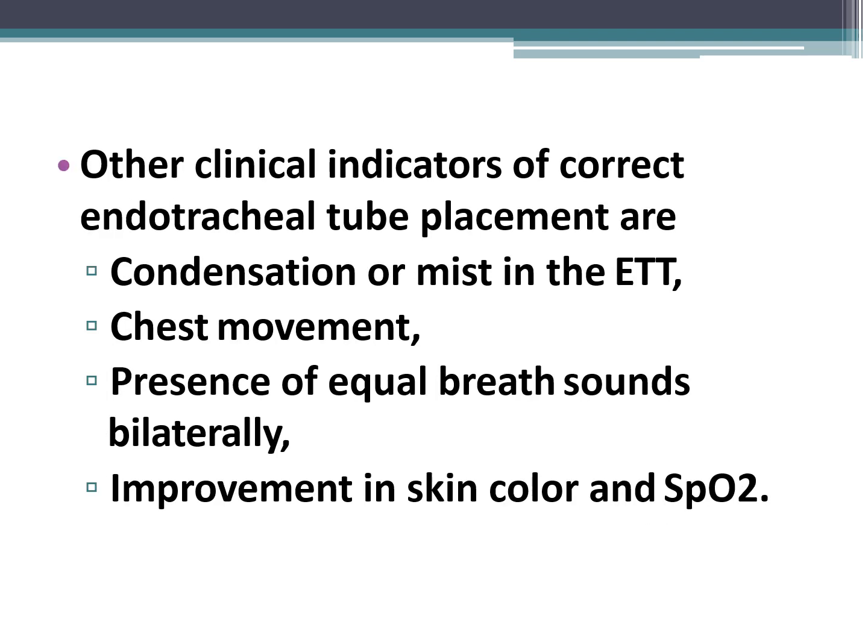Other clinical indicators for the correct placement of the endotracheal tube include condensation or mist in the endotracheal tube, chest movements of the baby, presence of equal breath sounds on both sides, and improvements in skin color and the oxygen saturation. So if all these things are there, you can make sure that the endotracheal tube has been placed properly and it is ventilating effectively.